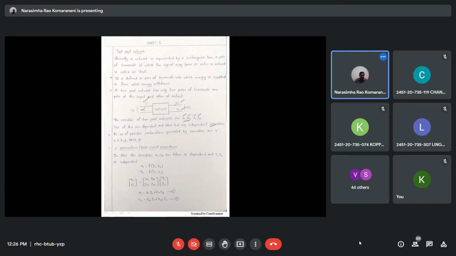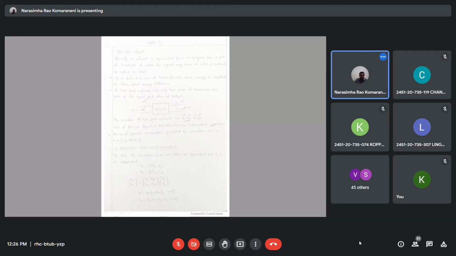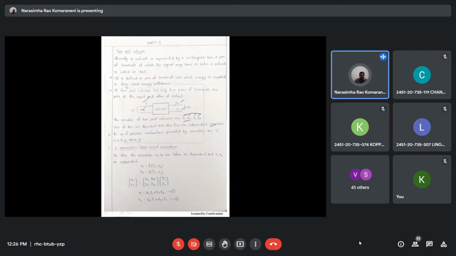With these four variables, there are a number of possible combinations. Depending upon these possible combinations, the two-port parameters are classified into six types. Those are Z parameters, Y parameters, H parameters, that is hybrid parameters, inverse hybrid parameters, ABCD parameters, and inverse ABCD parameters.